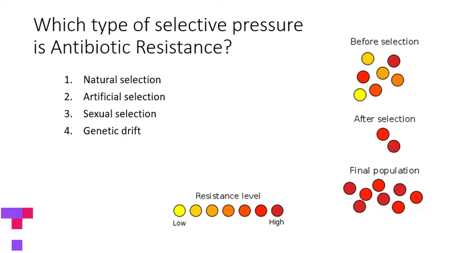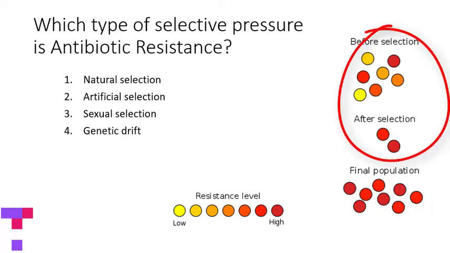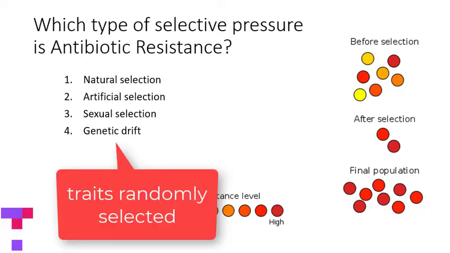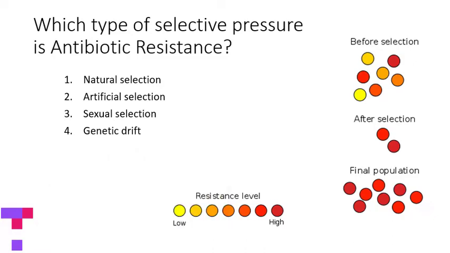We are not selecting for that intentionally. Some people think this is an example of a bottleneck effect. And this does create a bottleneck by killing off most of the population. However, it is not random which organisms survive. So this is not genetic drift.